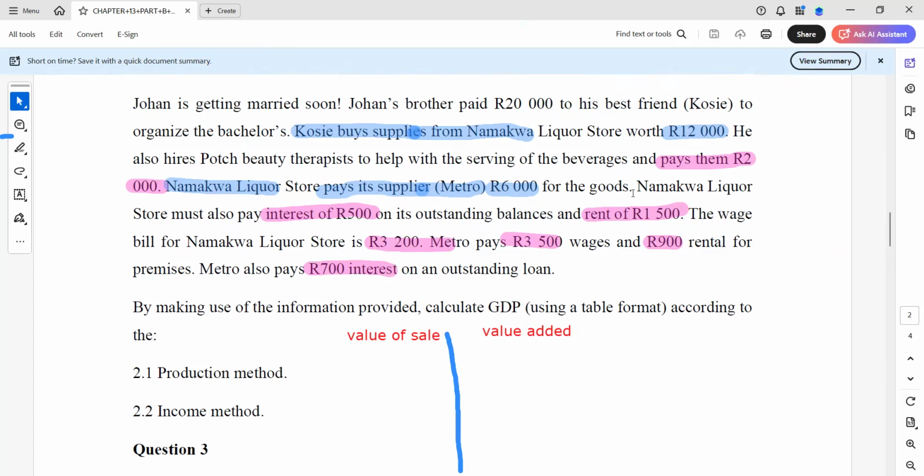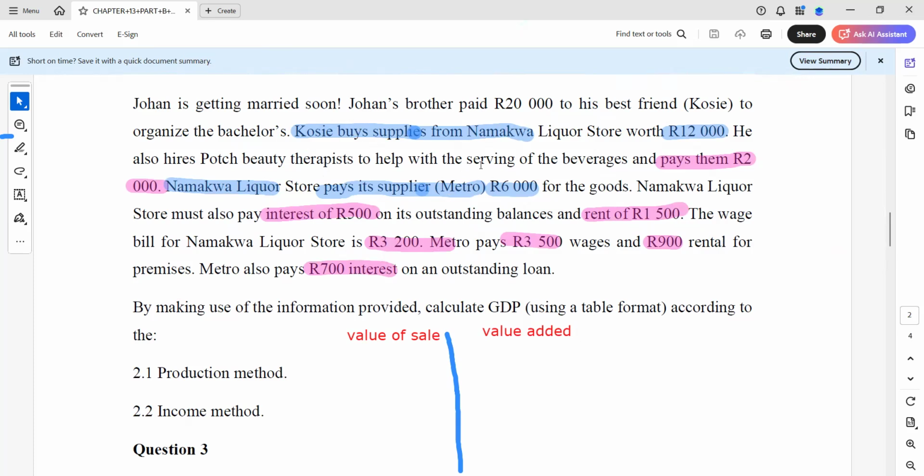So what happens here is, let's say Namakwa Liquor Store is like ShopRite. At ShopRite, they buy their goods and services from their supplier, which in this example is Metro. They buy their trading stock inventory from Metro suppliers, the goods go to ShopRite, and then Koisi buys these goods from ShopRite.